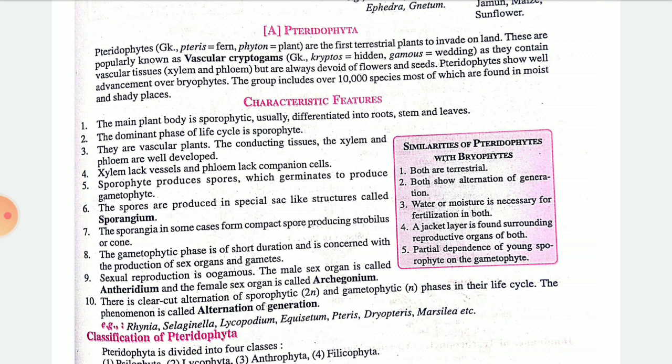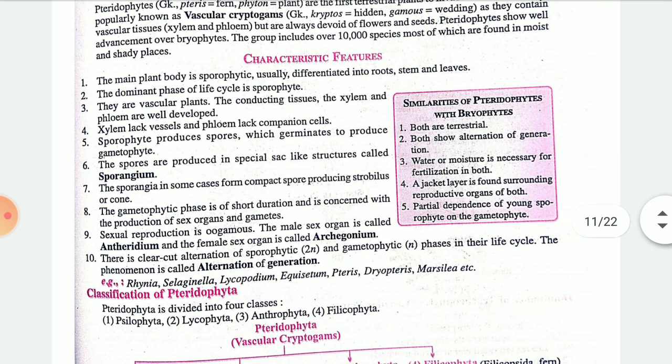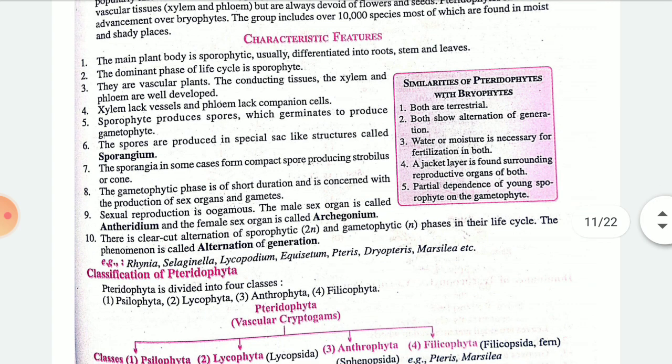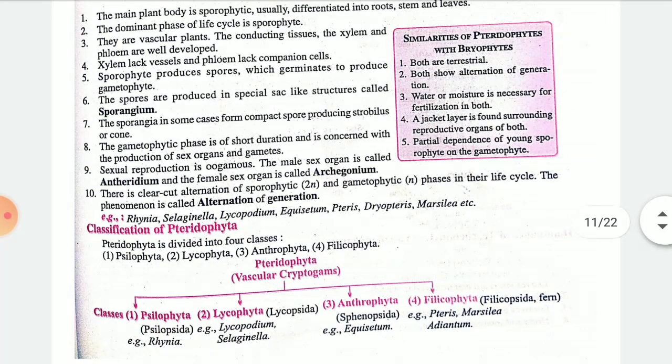So what are the characteristic features? Differentiation of root, stem, leaf will be there. Life cycle will be sporophytic in nature. Vascular plants, xylem and phloem will be there. Xylem lacks vessels, phloem will have companion cells. Both xylem and phloem will have four types of cells that I will teach you later. Okay children? Then see children, next one, spores.